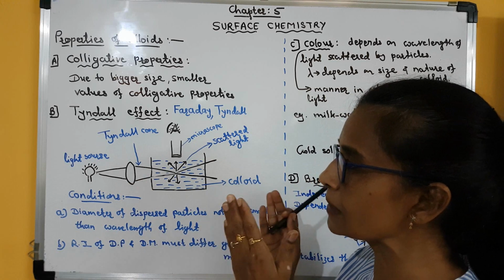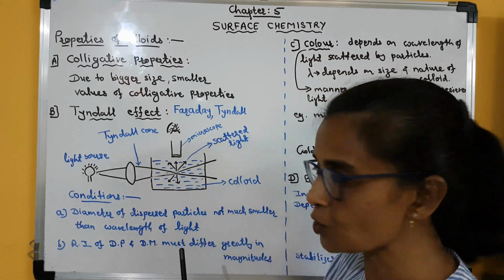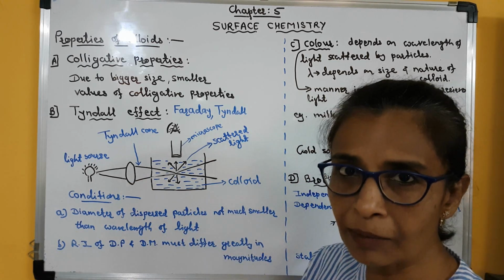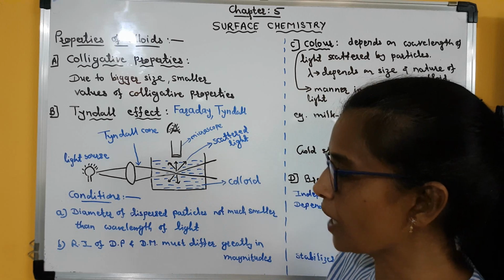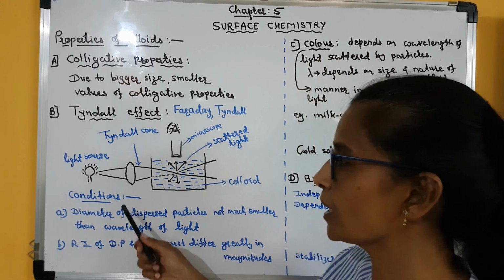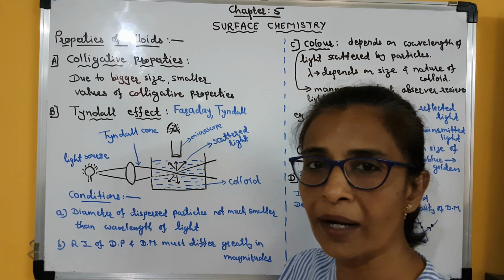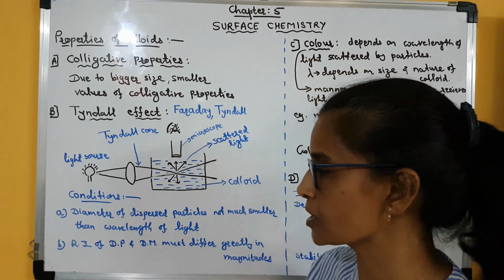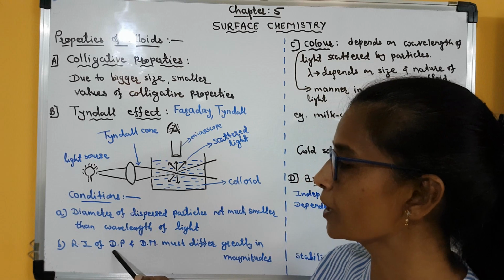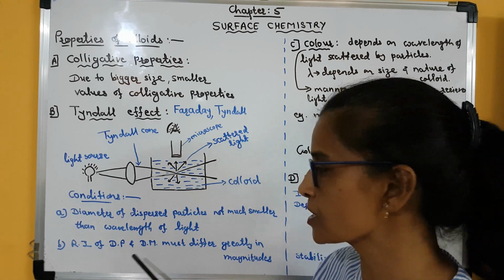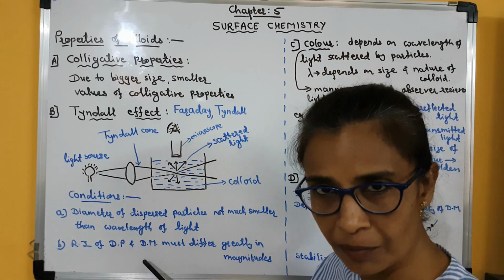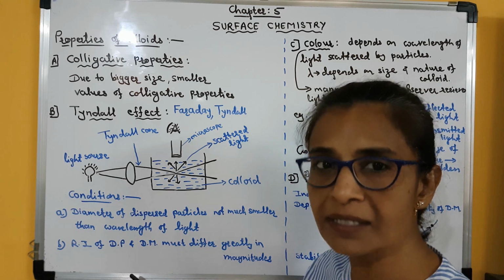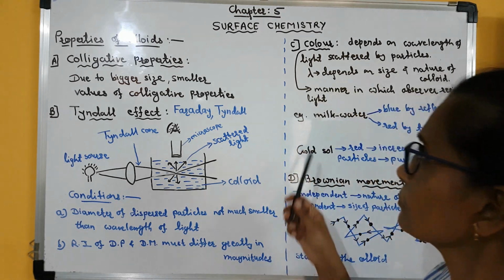Generally it is asked in 3 marks questions or 2 marks questions. Diagram is compulsory, and you can be asked in a 1 or 2 marks question what the conditions required for Tyndall effect are. Then you have to write only the conditions. Here in short I have written DP means dispersed phase and DM means dispersion medium, but you cannot write like this in the exam.